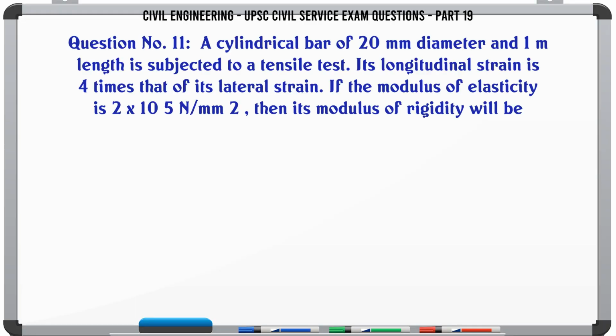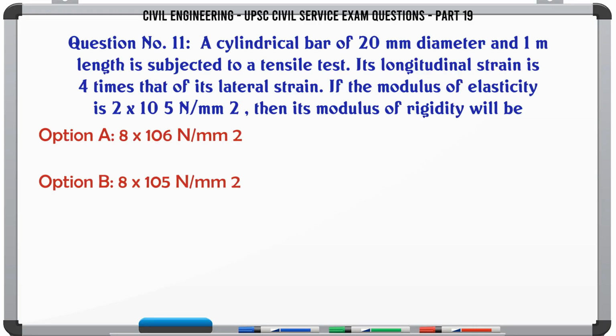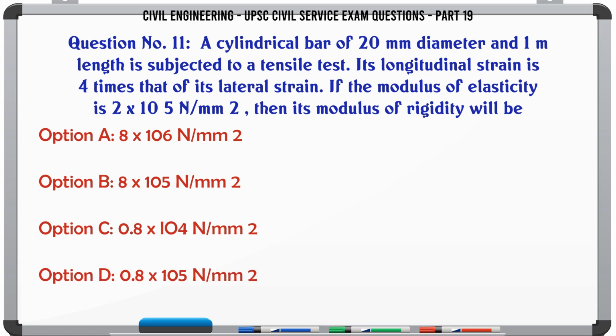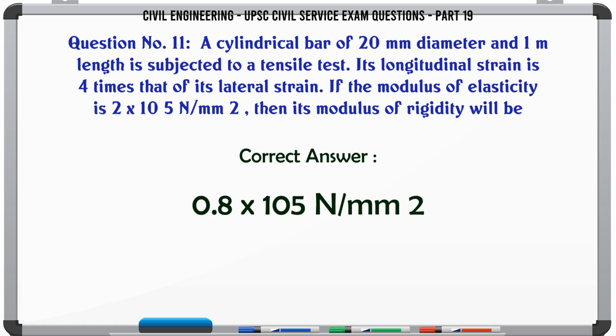A cylindrical bar of 20 mm diameter and 1 m length is subjected to a tensile test. Its longitudinal strain is 4 times that of its lateral strain. If the modulus of elasticity is 2×10⁵ N/mm², then its modulus of rigidity will be A. 8×10⁶ N/mm², B. 8×10⁵ N/mm², C. 0.8×10⁴ N/mm², D. 0.8×10⁵ N/mm². The correct answer is 0.8×10⁵ N/mm².